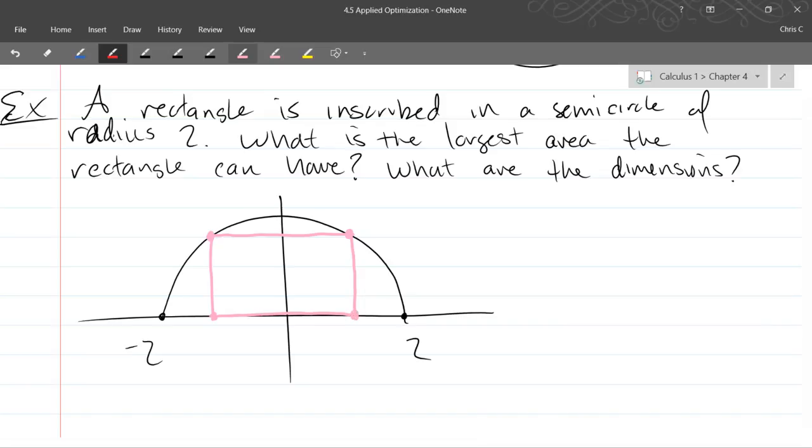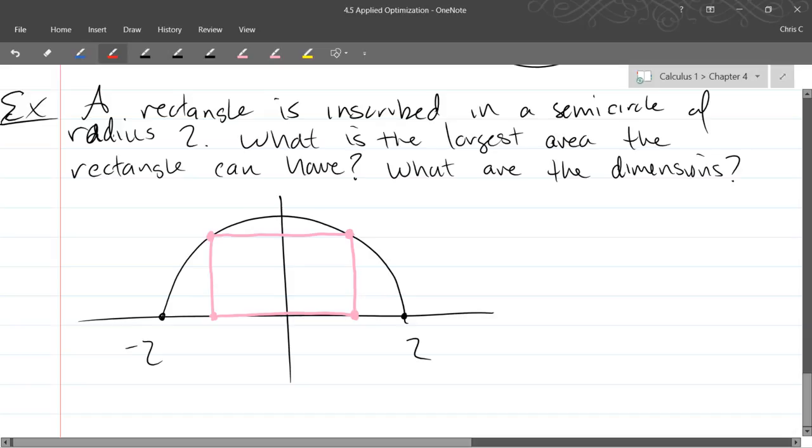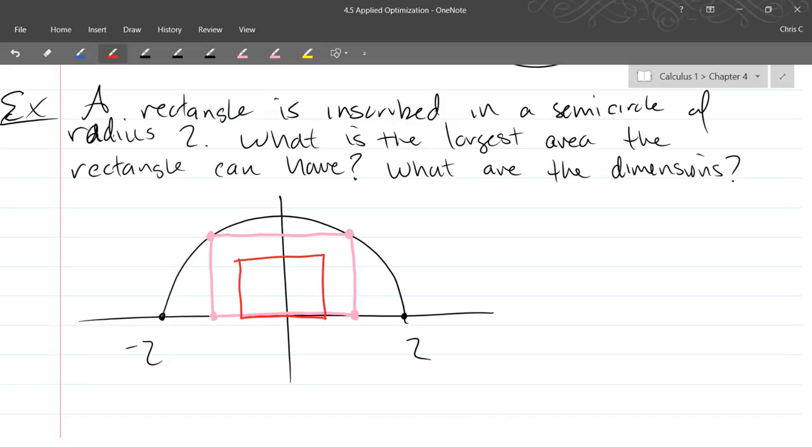Let me draw a really bad rectangle inside the semicircle. Why is that definitely not the maximum area of a rectangle? Yeah, you can get a bigger height and a bigger width. So you go all the way until your points are on the edge, or it doesn't make sense.